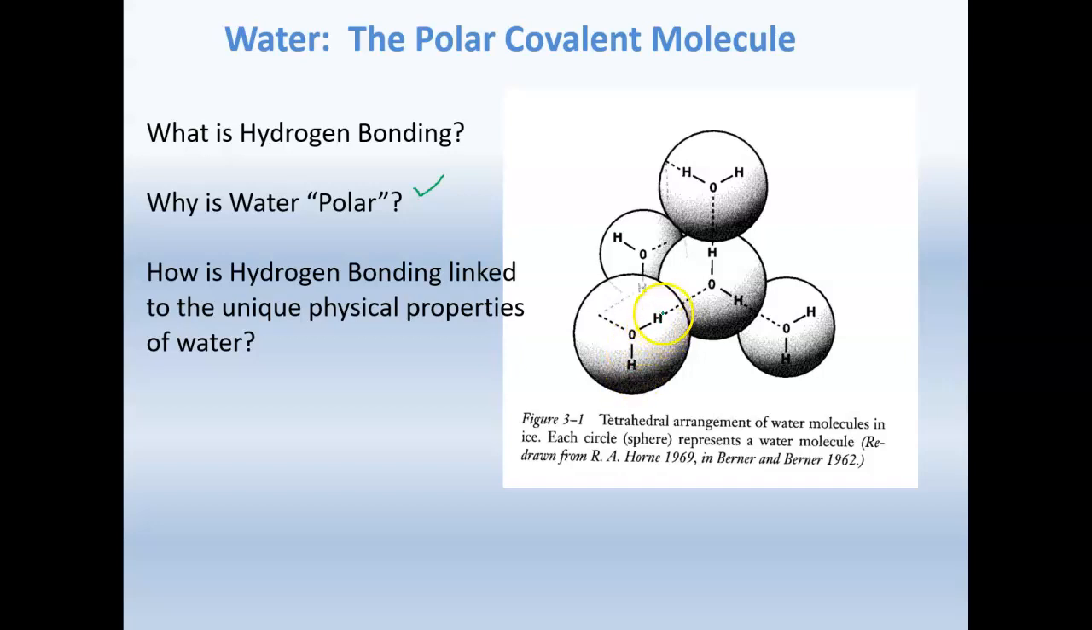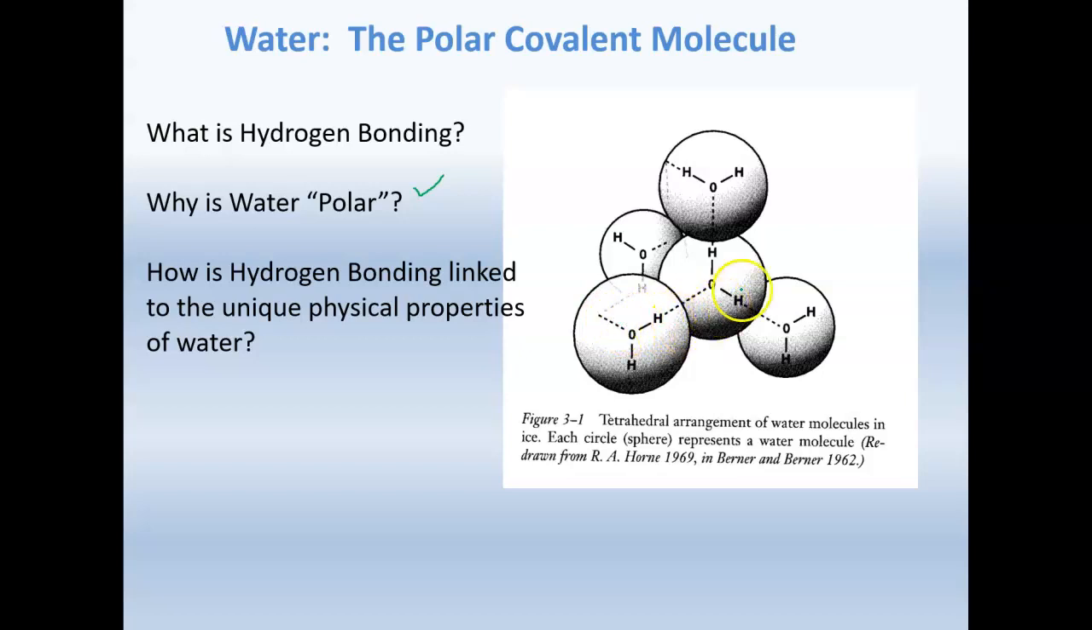And so the hydrogen's electron is spending more time over here because the oxygen needs electrons. And so as a result, because the electrons spend more time here, this end of the molecule has a negative charge, this end of the molecule has a positive charge.